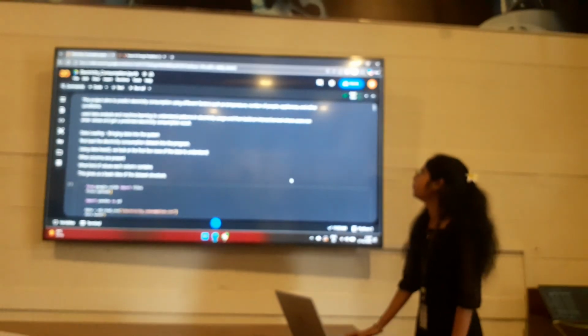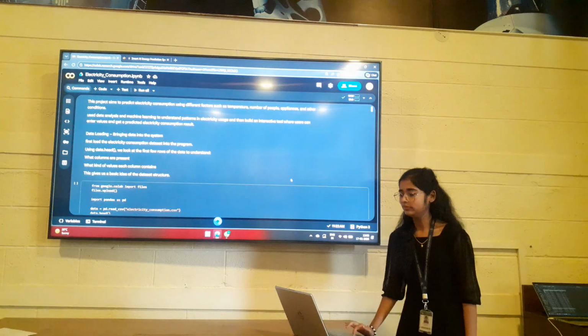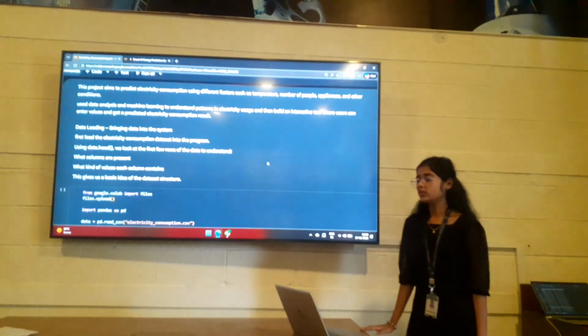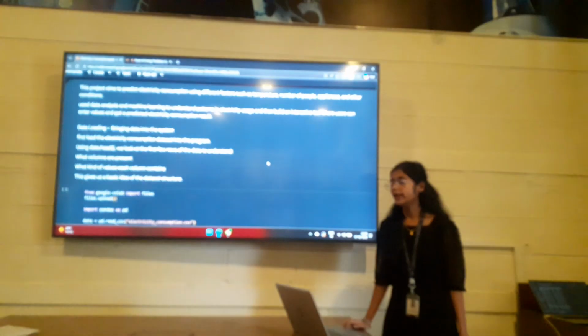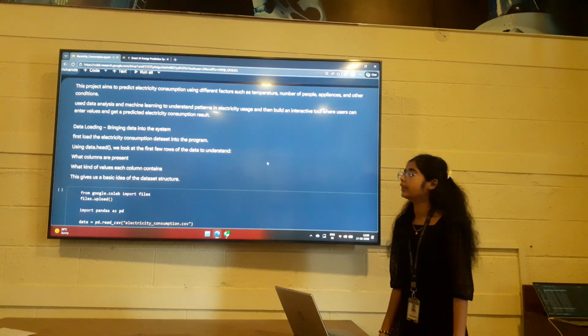My project title is Electricity Consumption Forecasting using Occupancy, Appliance Usage and Temperature. This project aims to predict electricity consumption using different factors such as temperature, number of people, appliances and other conditions. It uses data analysis and machine learning to understand patterns in electricity usage and then build an overview tool where users can enter values and get a predicted electricity consumption as a result.